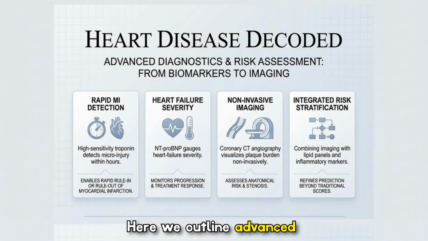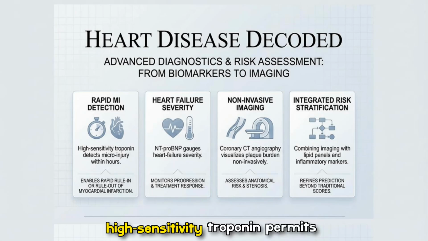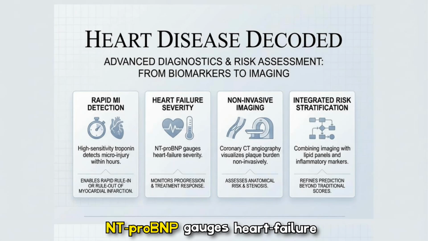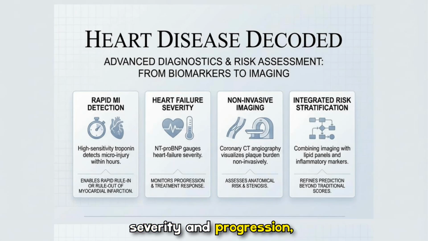Here we outline advanced diagnostics and risk assessment tools that shorten the time to accurate decisions. High-sensitivity troponin permits very early MI detection, and NT-proBNP gauges heart failure severity and progression. Coronary CT angiography non-invasively visualizes plaque burden, and integrated risk stratification combines imaging with lipid and inflammatory markers to refine prediction beyond traditional scores.